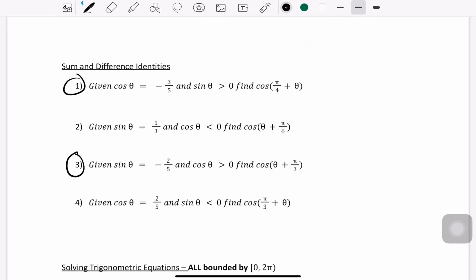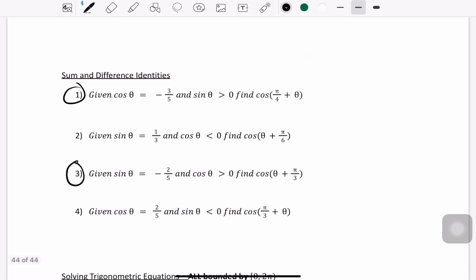In this video, I'm going to go over sum and difference identities. I'm going to go over number 1 and 3 and hope that by the end of the video, you understand how to do these from beginning to end. One of the things you're going to need first is the formula that applies to this.